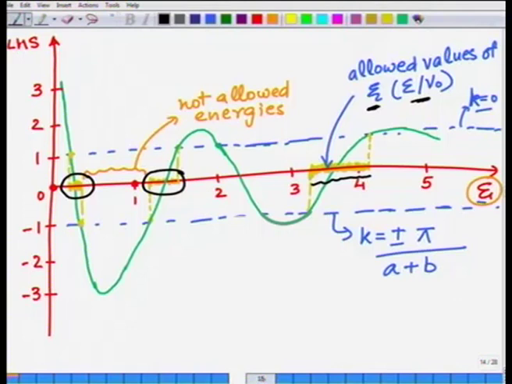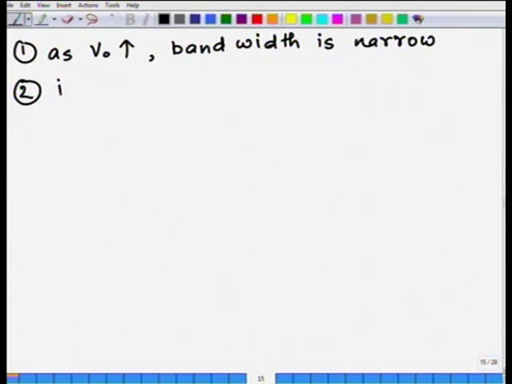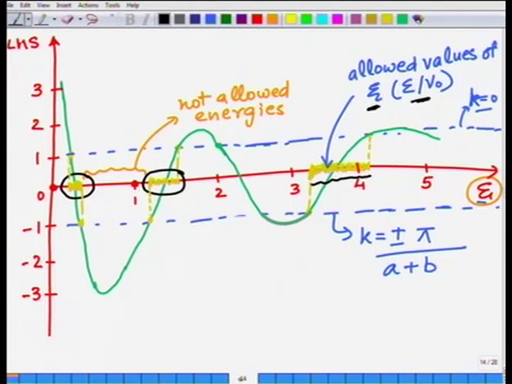Now, second, if V 0 is equal to 0, what would you notice graphically? V 0 equal to 0 means free electron. That means all values of energy are allowed, a continuous band. Now, V 0 equal to 0 means zeta is tending toward infinity. And since you can notice that as you go higher and higher in zeta, the bandwidth becomes larger and larger, you can sense graphically that as zeta tends to infinity, this bandwidth will also become infinite. That means it will become a continuous allowed set of energies.